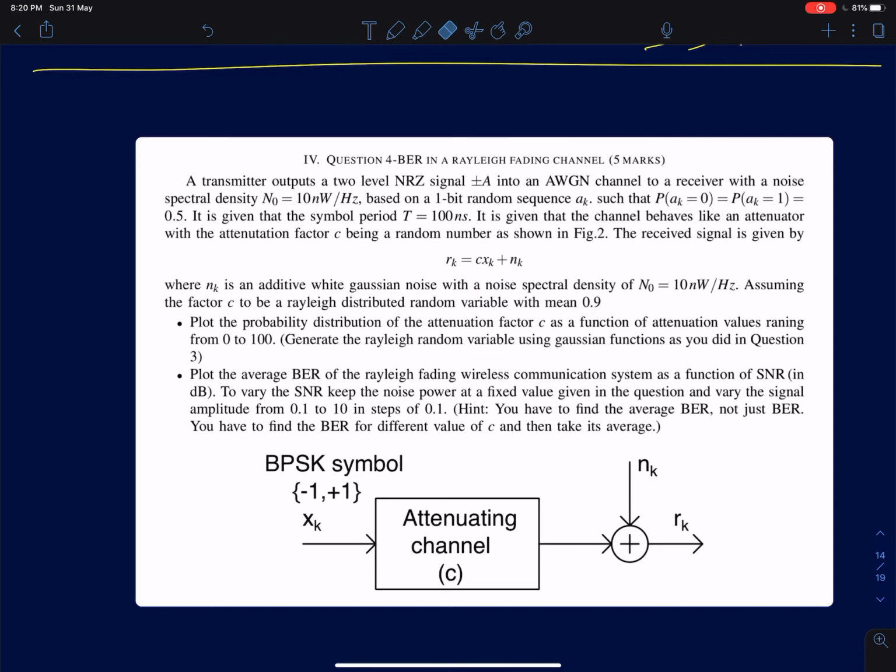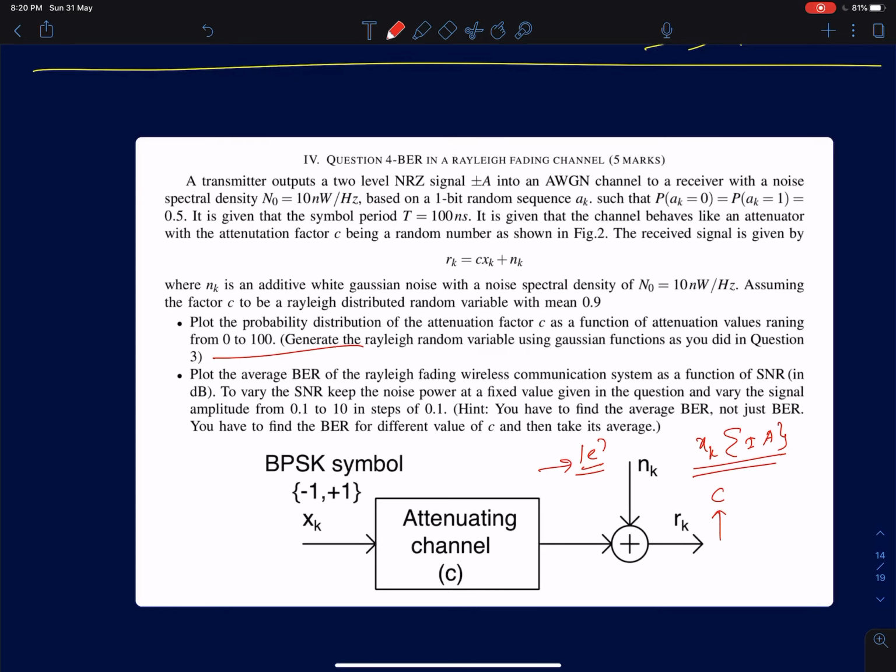So all you need to do in this channel again is generate a random variable xk, which is plus or minus A. Again, you know how to generate this. Generate 1E7 samples, and then generate a random variable C. This should be a Rayleigh random variable, and I told you how to generate it using two Gaussian random variables. That's the first part of the question, and you're supposed to plot C as well. That's also there in the second part. The third question also has that, how to plot it. So once you know how to do it, you can apply the similar thing here.